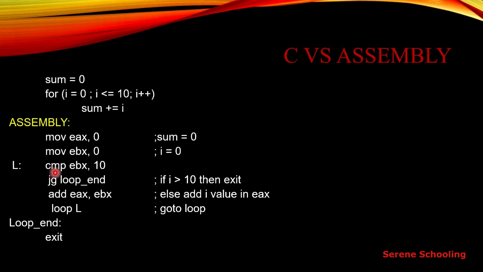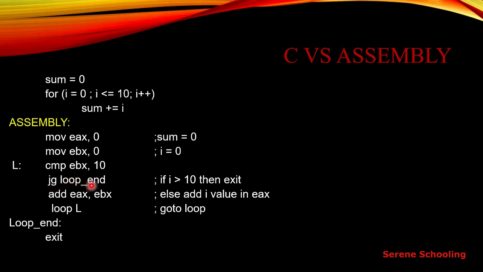What I'm doing is comparing. This CMP means comparing these two operands. I'm comparing EBX with 10. What is my EBX value right now? It is 0, so I'm comparing 0 with 10, and if EBX is greater than 10, then this JG instruction will execute. What is meant by this? It means jump if greater.